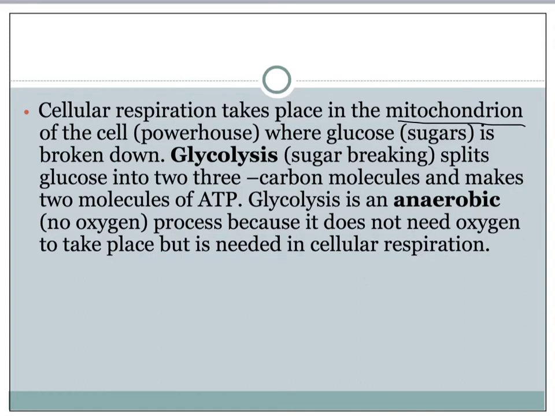Now, there's something else called glycolysis. Again, we're not going to talk about it very much, but it's an anaerobic process. Anytime in science that you see this prefix AN means not. That looks like it says hot, but it says not.